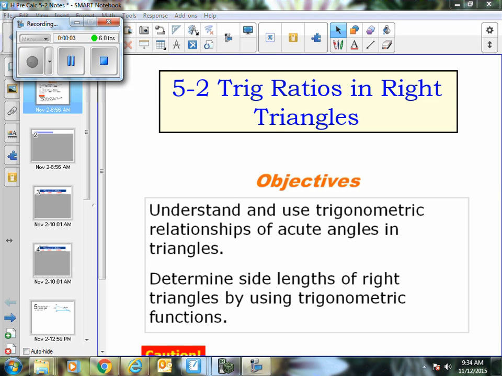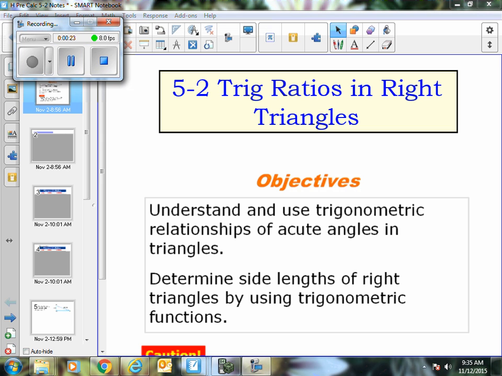5-2. We're talking about trig ratios today. So we're actually getting into now the idea about trigonometric or trig functions and what kinds of applications they might have. So this is kind of the beginning of all of that process. So in 5-1, we dealt with angle measurements and how we can write them. So now we'll be ready to use those angles when we have them as part of a triangle.